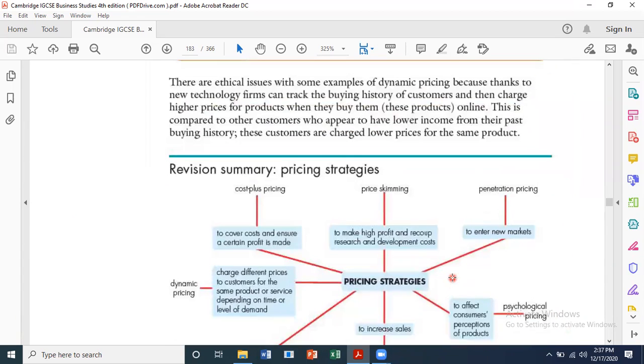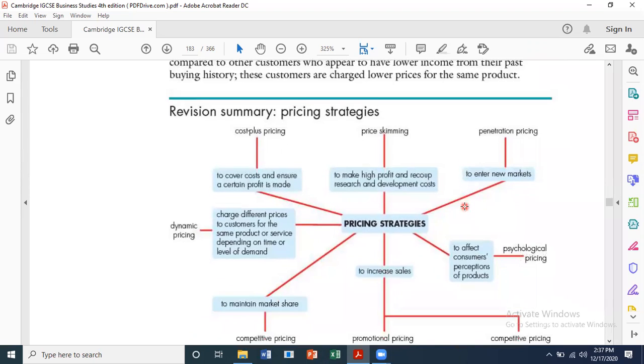Now let's have a revision for the marketing mix pricing. There are ethical issues with some examples of dynamic pricing because, thanks to new technology, firms can track the buying history of customers and then charge higher prices for products when they buy these products online. This is compared to other customers who appear to have lower income from their past buying history. These consumers are charged a lower price for the same product. So this is really cruel on the part of the business. They have to be unbiased with the customers.